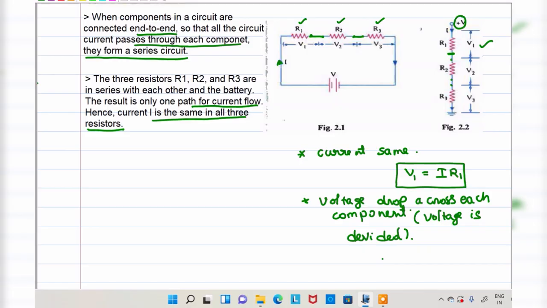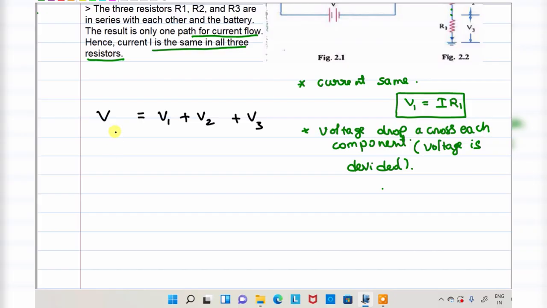Now I will do the derivation: how to find the equivalent resistance. The total voltage V is equal to V1 plus V2 plus V3. According to KVL, the supply voltage is equal to the sum of the voltage drops across each resistor. As I already mentioned, the voltage drop V1 is across resistance R1, V2 across resistance R2, and V3 across resistance R3. According to Ohm's law, V is equal to IR, where R is the total resistance and I is the total current.